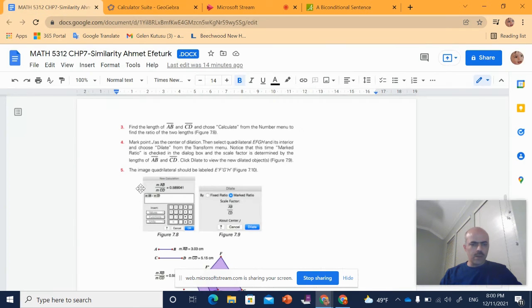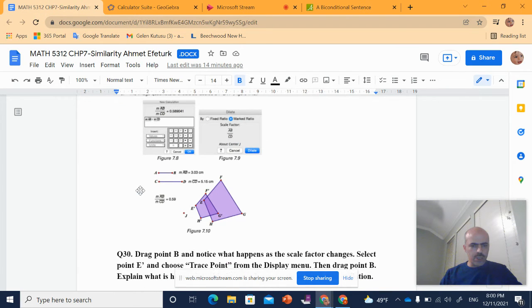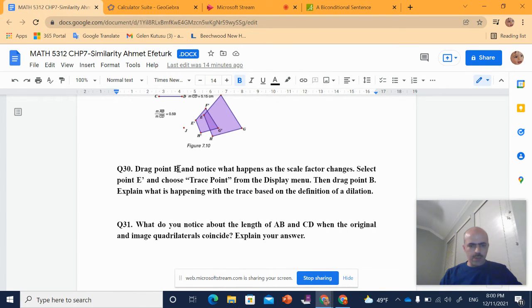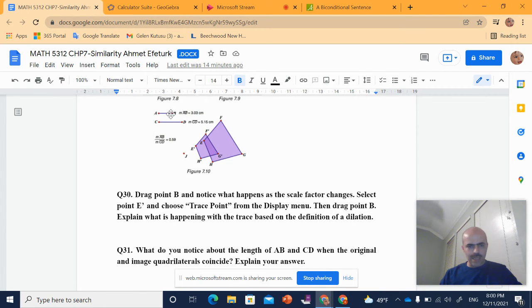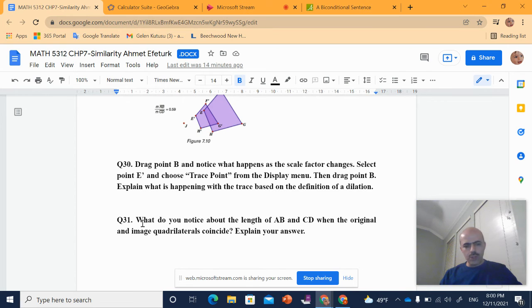Here the question says to drag the point B and notice what happens as the scale factor changes. It means in this AB, if I drag B to make AB shorter or longer, let's see what it will change. Select the point E prime and choose the trace point. This one we will see at last. Question 31, I want to answer together.